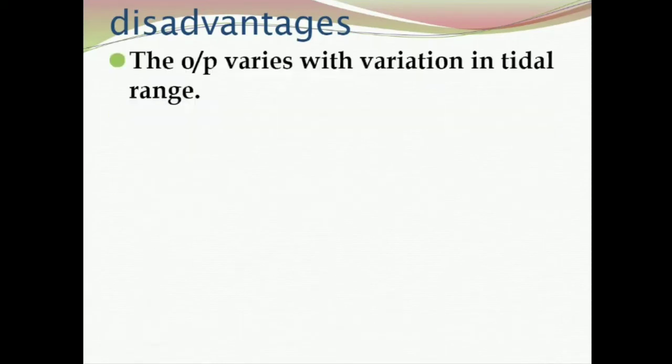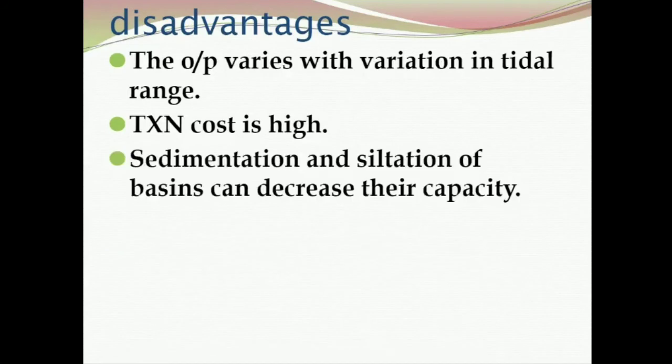Now we shall see the disadvantages. The output varies with variation in tidal range. The tidal range is fluctuating in nature, so the output electricity from this power plant also varies. Then transmission cost is high. The load center may not be near to the coastal area. In that case, we have to erect a transmission network. So in that case, the transmission cost becomes high.